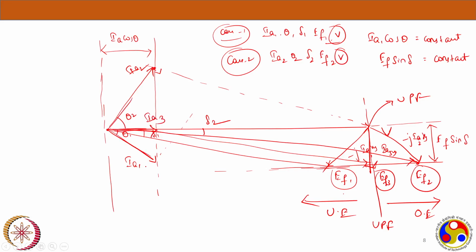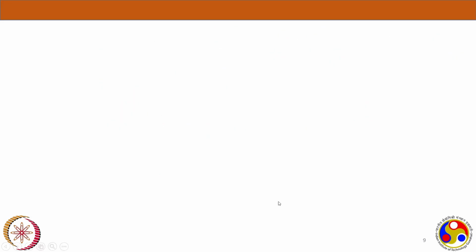Now tell me the power factor in the under-excited case, that is EF1. EF1 is IA1. IA1 has a lagging power factor, and over-excited is IA2 because it's EF2. EF2 has a leading power factor, and your UPF has a unity power factor. So same thing, we can draw a similar kind of curve for the synchronous motor as well.